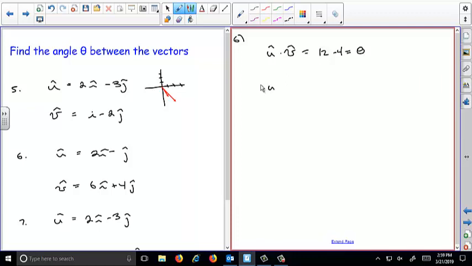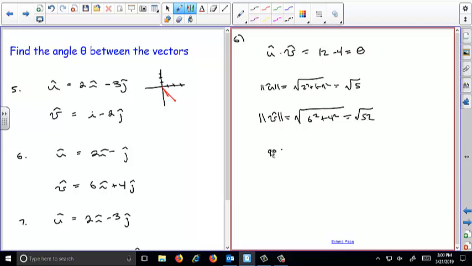The magnitude of vector u is going to be the square root of 2 squared plus negative 1 squared. That's the square root of 5. And the magnitude of vector v is the square root of 6 squared plus 4 squared. So that's 36 plus 16, which is 52. So we get the square root of 52.